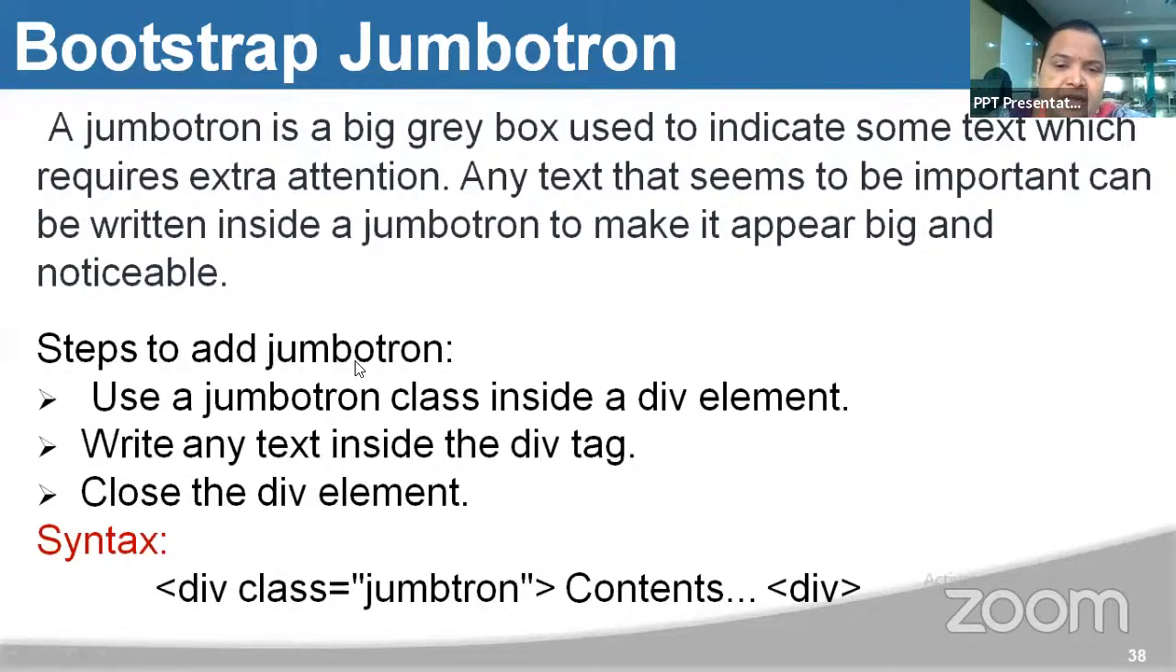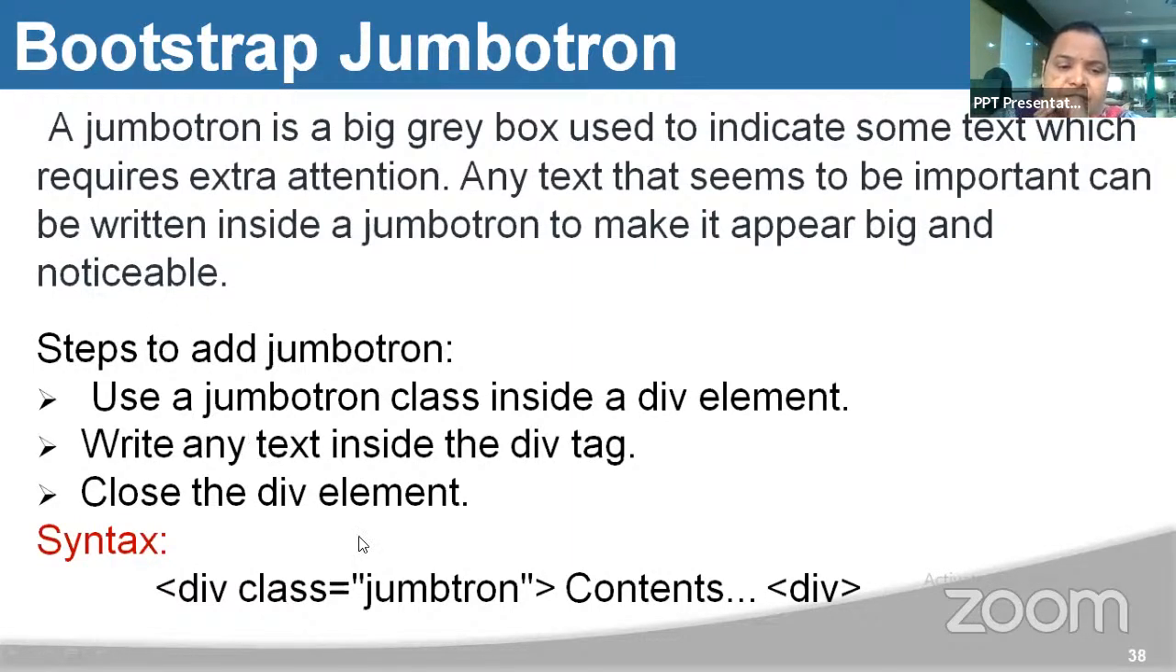Use the Jumbotron class inside a div element. Always, whatever you are using, put all the elements in the div element only. Write any text inside the div tag, then close the div tag. Okay, these 3 steps are required while writing the Jumbotron. Jumbotron is nothing but one big gray color box. In the gray box, you can write some message. That is called Jumbotrons.